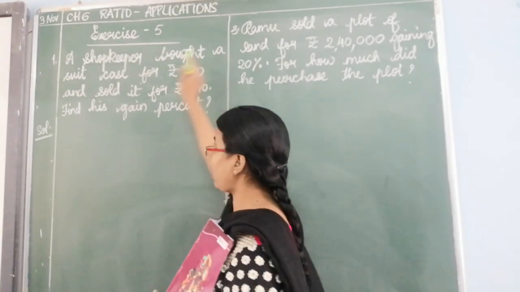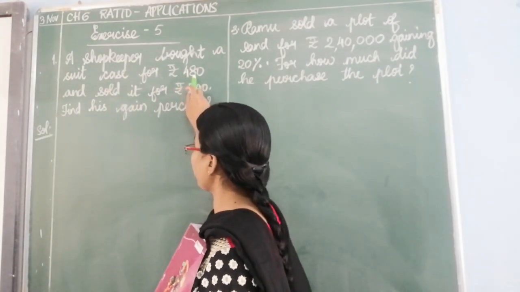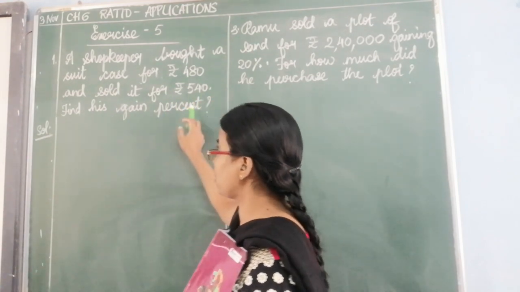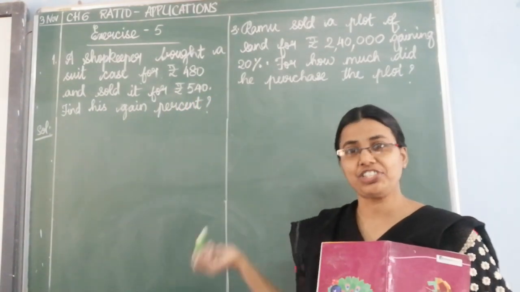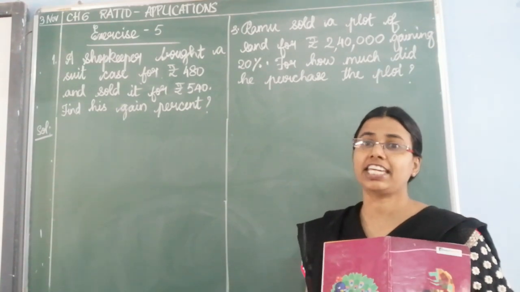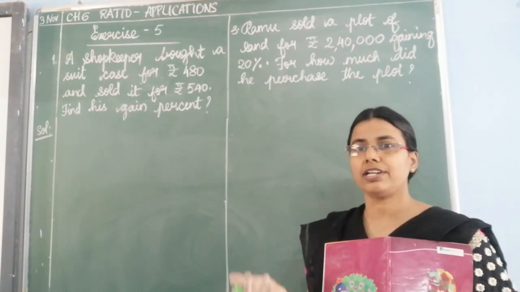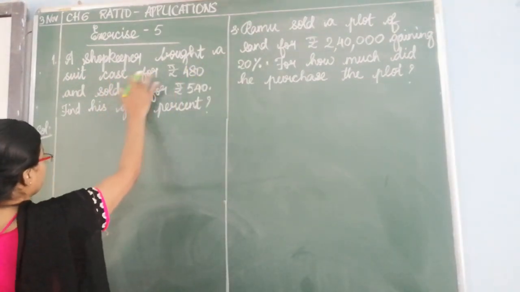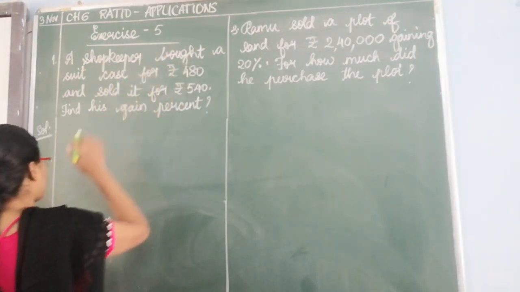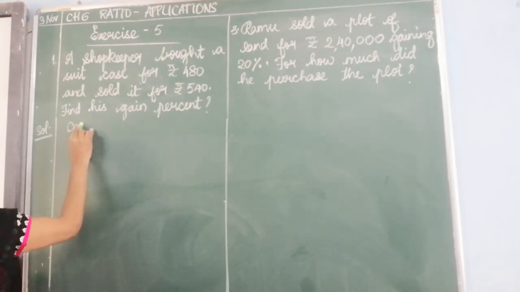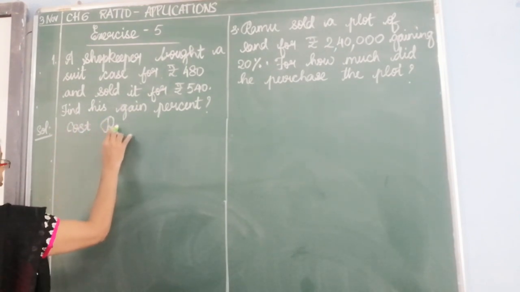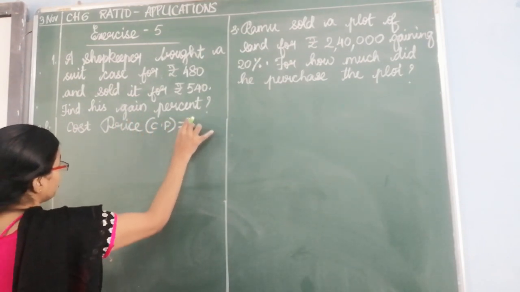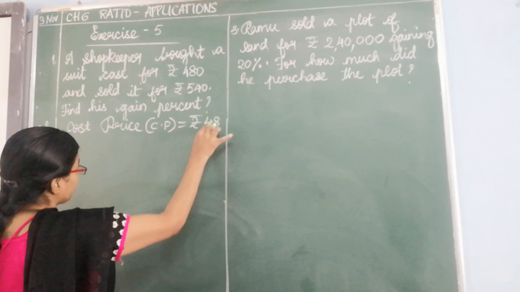Problem. Let us read the question. A shopkeeper bought a suitcase for rupees 480 and sold it for rupees 540. Find his gain percent. Here in the question itself they have asked to find the gain percent, so it is clear that it is gain or profit. The shopkeeper bought, so whatever amount the shopkeeper is using is called the cost price. So the cost price CP is equal to 480 rupees.